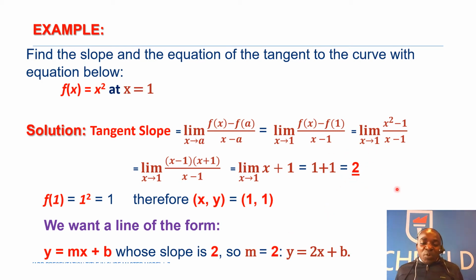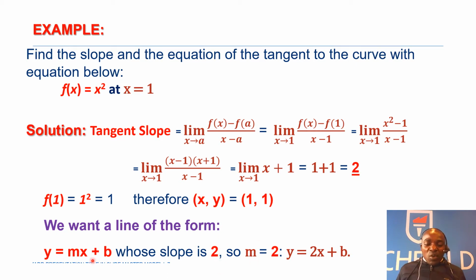Then after getting a slope of 2, we need to find the value of y when x is equal to 1. So we substitute the value of x in our expression of f(x), solve for y, and we get our coordinate as (1, 1). Now we have one coordinate and we have a slope. The next thing we have to do is find the equation of our tangent line. We know that our tangent line is in the form of y is equal to mx plus b, because it's a linear equation.